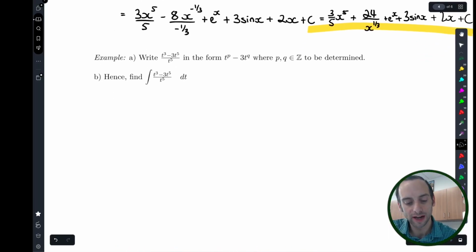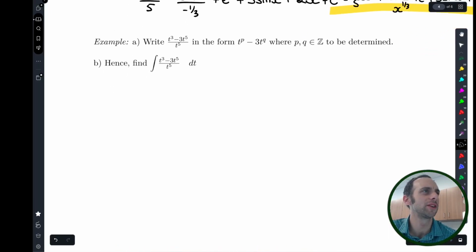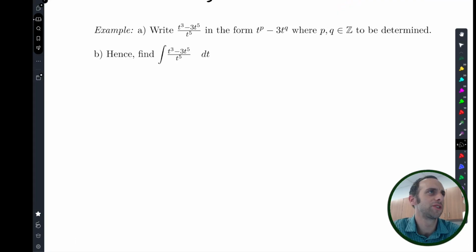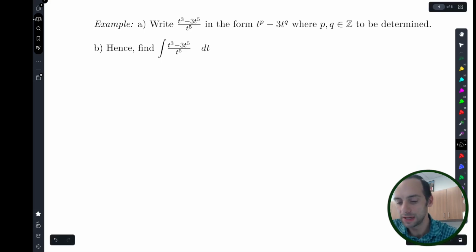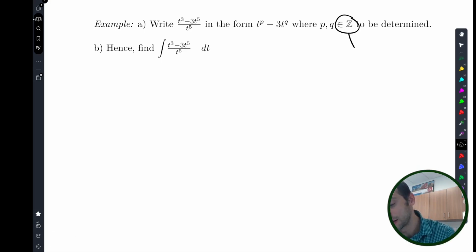Moving on to a little more IB style problems. Here we're asked to write this expression in the form t to the p minus 3t to the q, where p and q are integers. This is the symbol for integers, so those should be integer powers. And hence find an integral. So this is an IB style problem where we begin with some algebra.